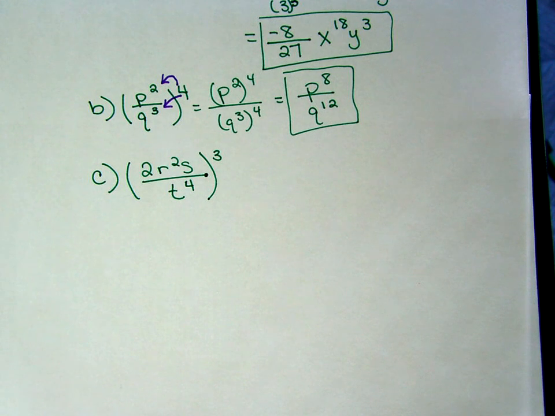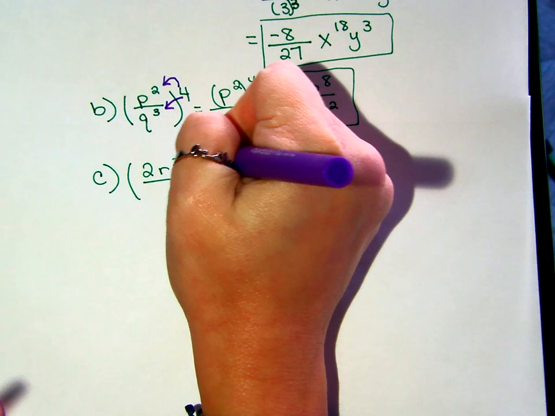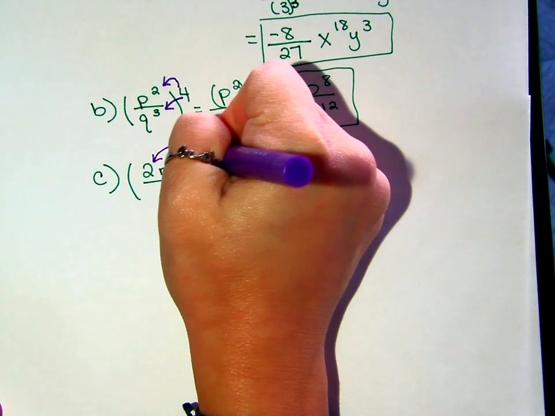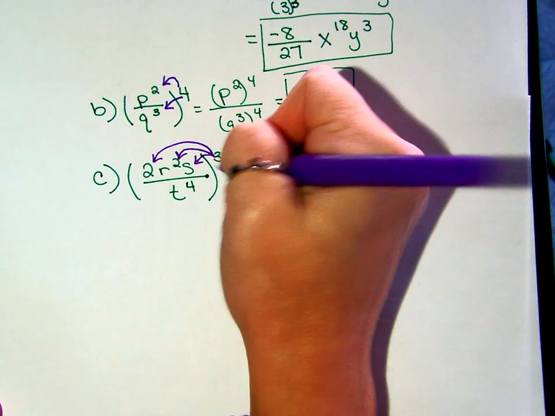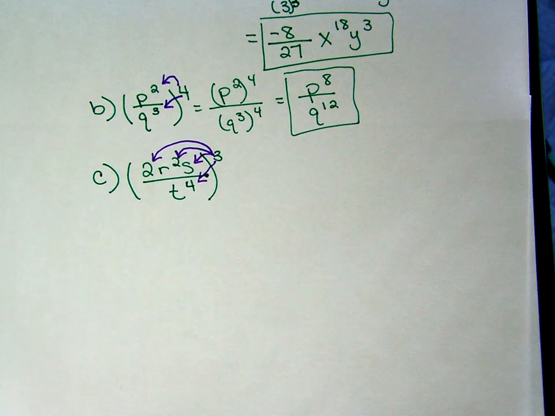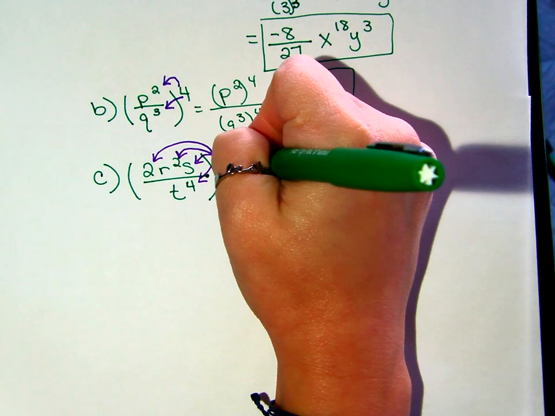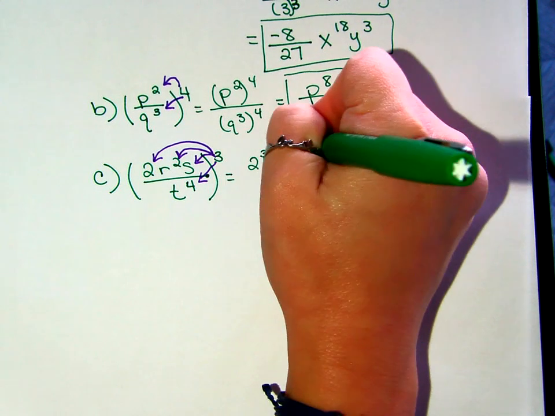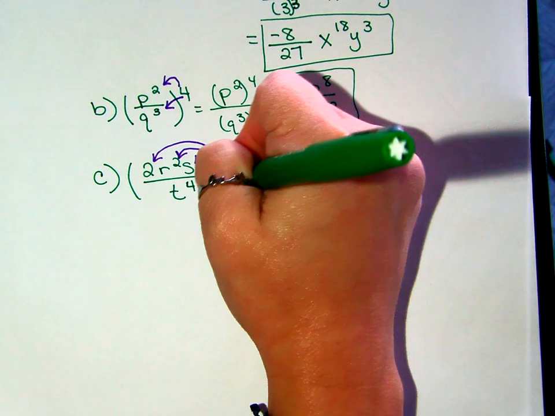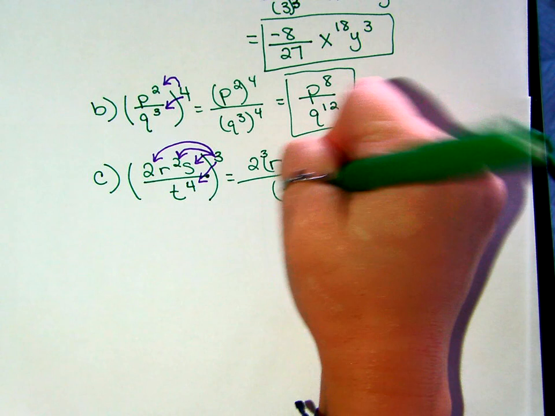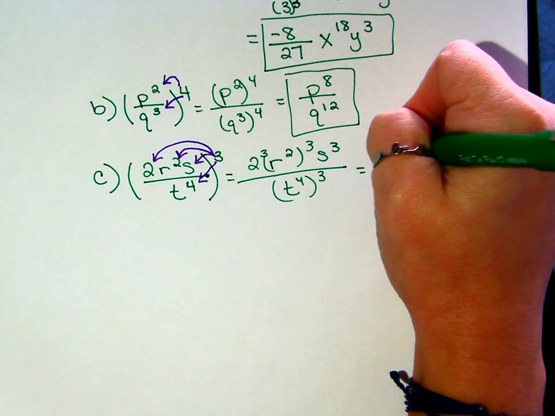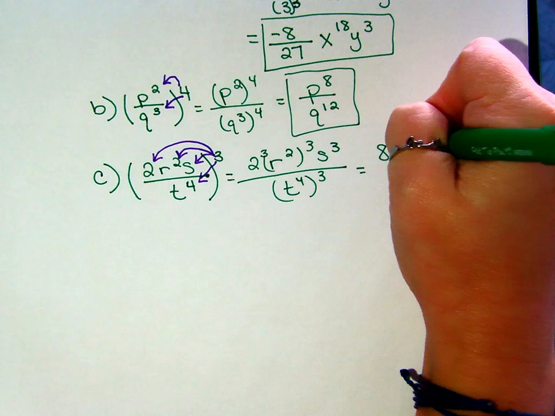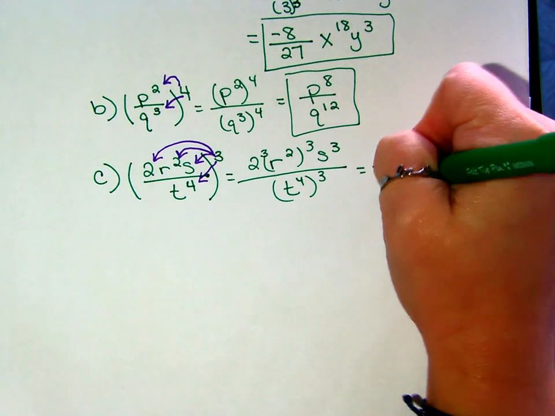Okay, this one's exactly the same as the last one. We're going to bring that 3 in, the power of 3, and it applies to the 2, the r squared, the s, and the t to the 4th. That'd give me 2 to the 3rd times r squared to the 3rd times s to the 3rd, all over t to the 4th to the 3rd. 2 times 2 is 4, times 2 is 8, r to the 6th, s to the 3rd, all over t to the 12th.